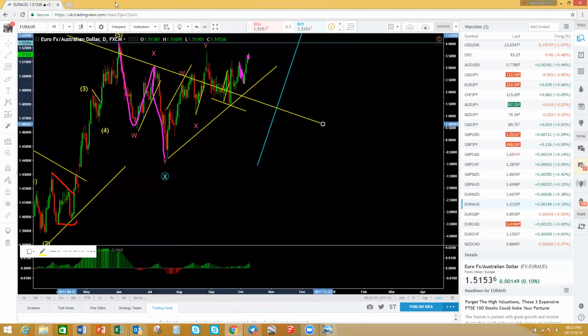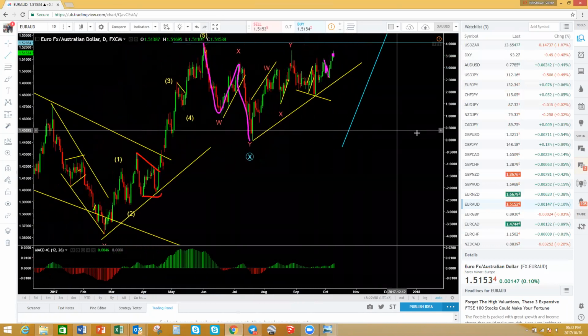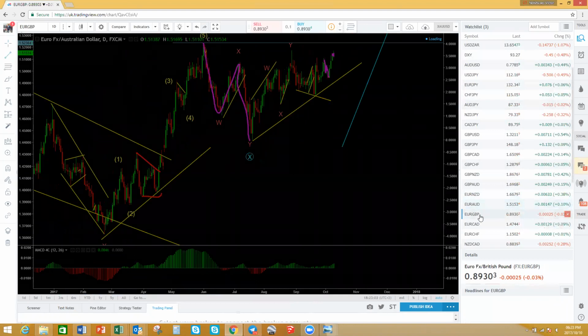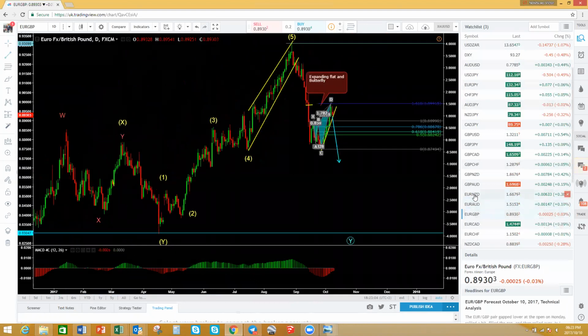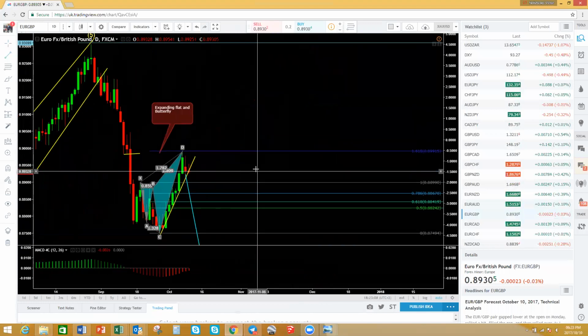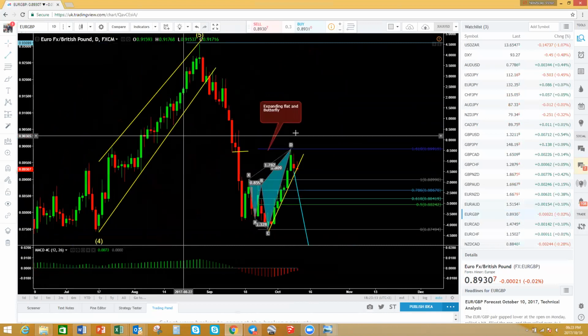Okay. Let's clear all that. That's Pound Aussie, Euro GBP, same as with the rest of the other pairs. Same as the other pairs. You can see there's a nice butterfly pattern there.